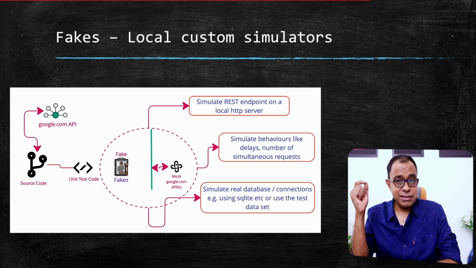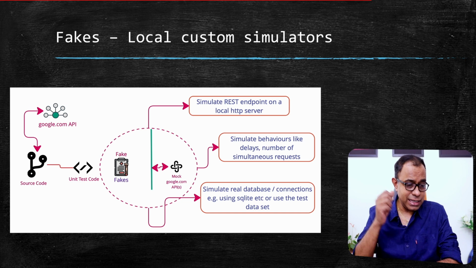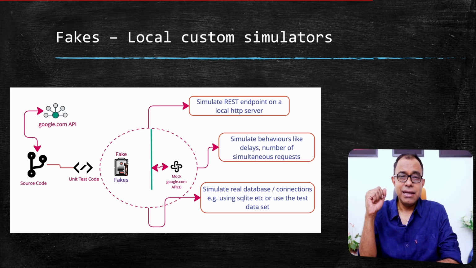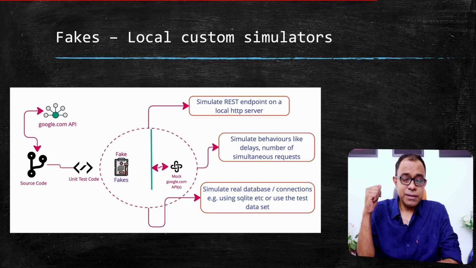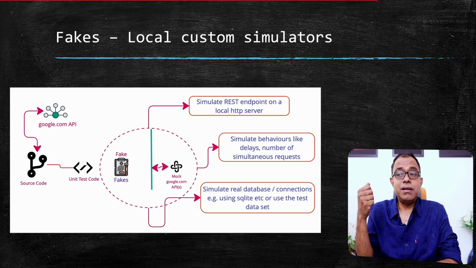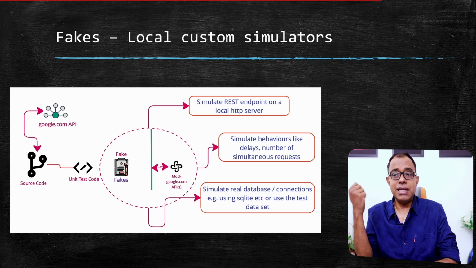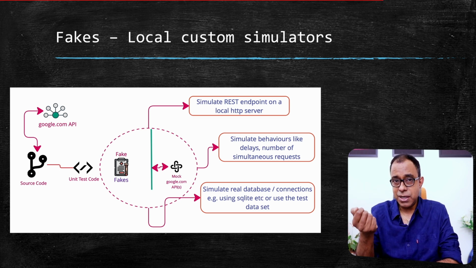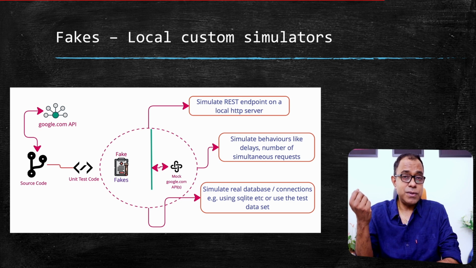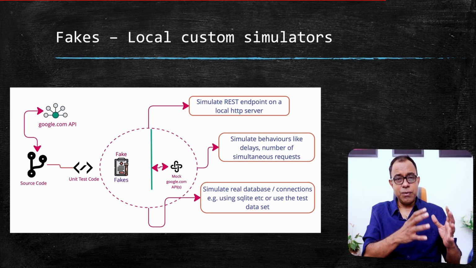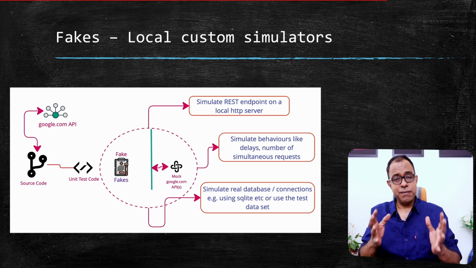For example, they can simulate your REST endpoints, and as you can see on your screen, they can simulate database connection, and if there is a delay in database connection, how the database will behave with less indexing or lots of data. What will happen to your system if the delay is introduced by the REST endpoint? How will those things behave? All those requirements you should be able to check with fakes.